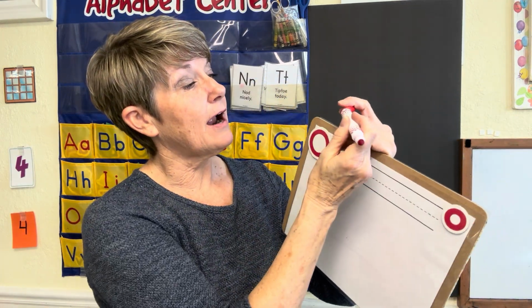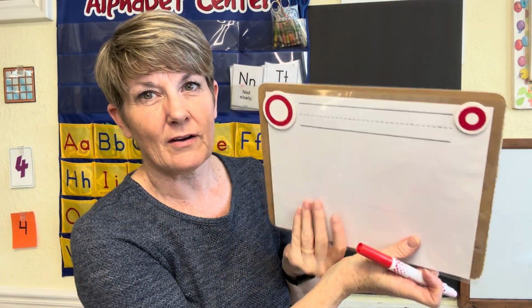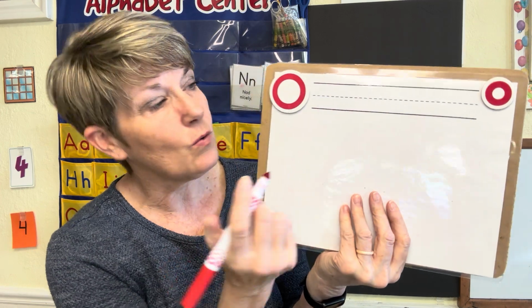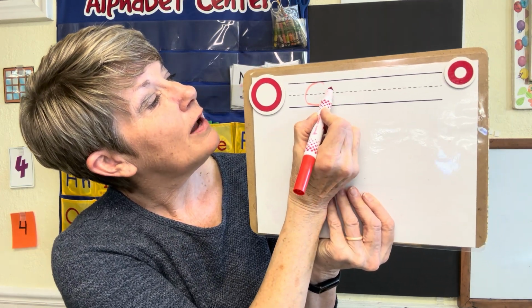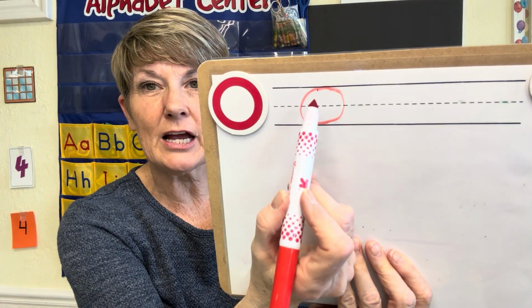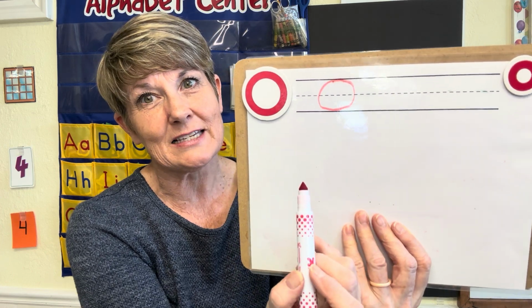Let's get our marker out. I'm going to put this on the back so I don't lose the end of it. All right, there's our letter O. Right here in this writing road, I'm going to write a big circle. Now look at that. It starts at the top of the writing road. It goes all the way around, doesn't it?